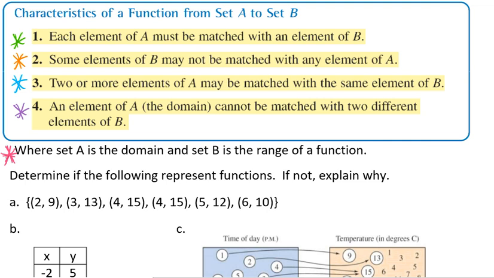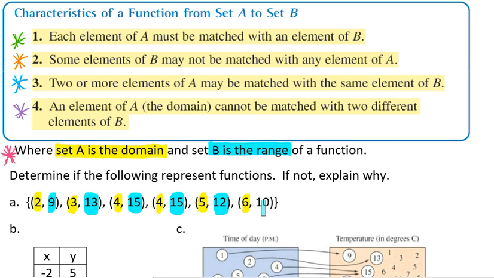Now, our set A is the domain, and our set B is the range of a function. So let's do some examples and see if we can determine, using the characteristics of a function, if what we've been given is a function or if it doesn't represent a function. So let's start with letter A. Here we have a set of ordered pairs. So our X would represent our set A, and our Y would represent our set B.